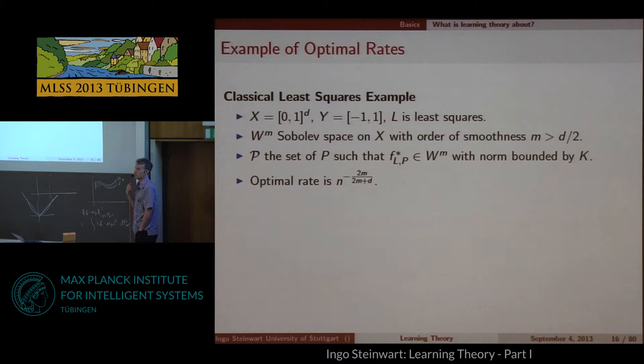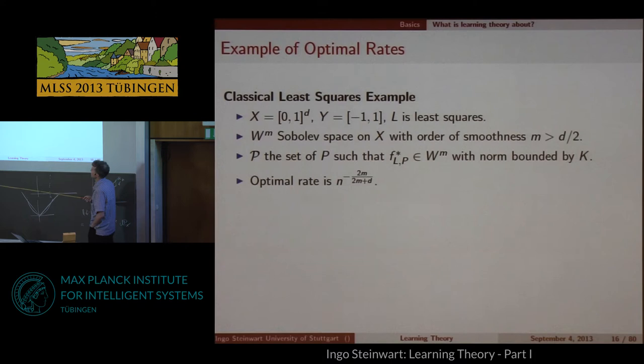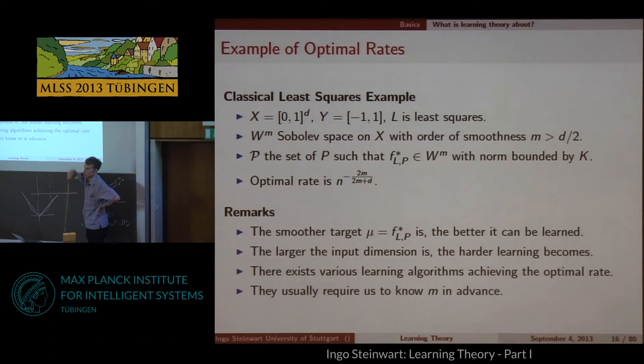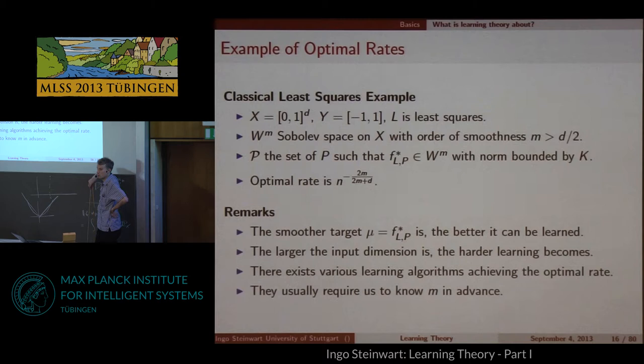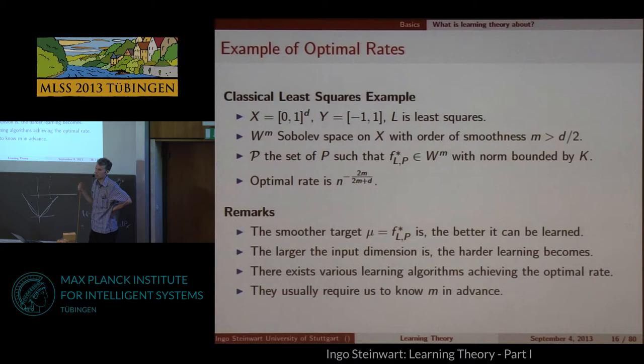And then a classical result says that the optimal rate is this one. Yeah? And what we see here is that the larger m is, the closer this exponent gets to 1, meaning that we can learn better, but if d is large, this exponent may be small unless m is extremely large. Yeah? So better smoothness means better learning, larger dimensions mean worse learning. Yes? There is also a constant here, which is not really of importance.